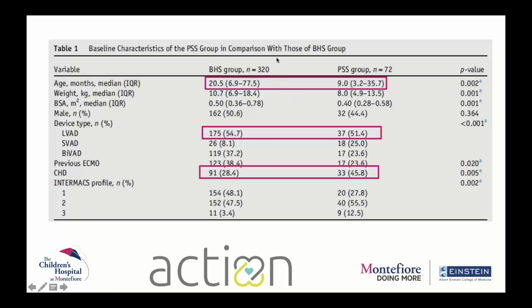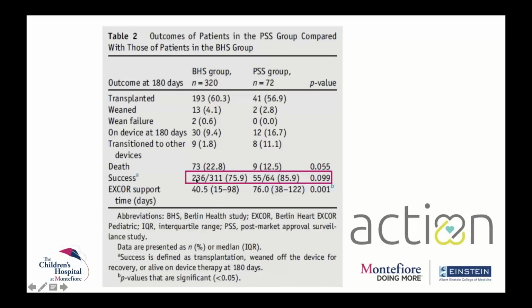So you can see here, this is the Berlin Heart group and the post-surveillance study group over here on the right. You can see that we're now supporting even younger patients, so patients almost 3 months of age. Most of the patients are still on one ventricular assist device, so LVAD, only the left side of the heart is being supported. And we're supporting more and more patients who have congenital heart disease, not just cardiomyopathies.